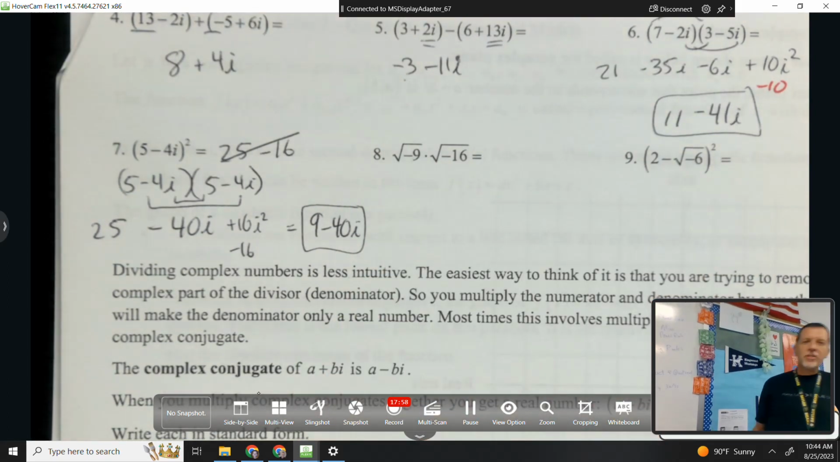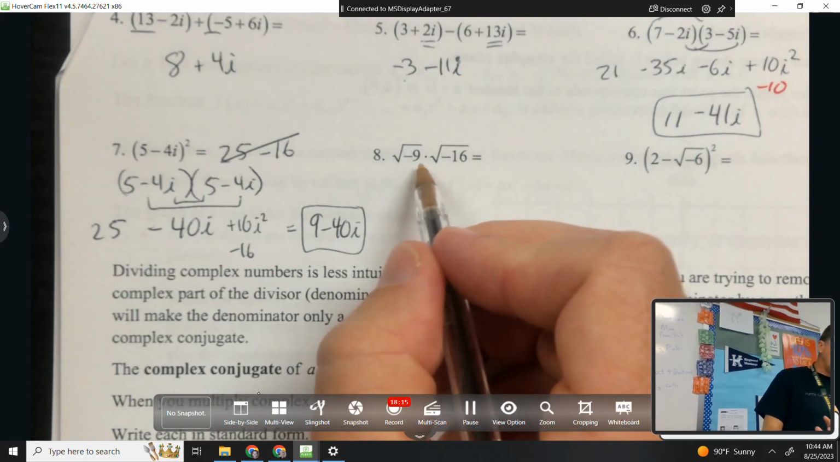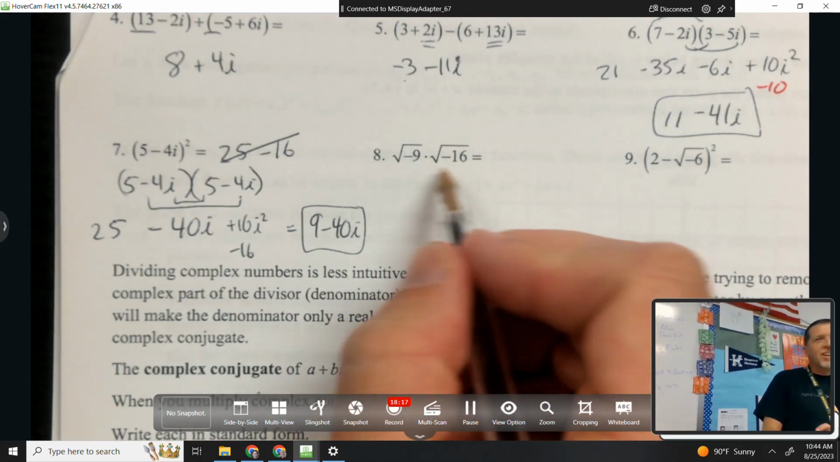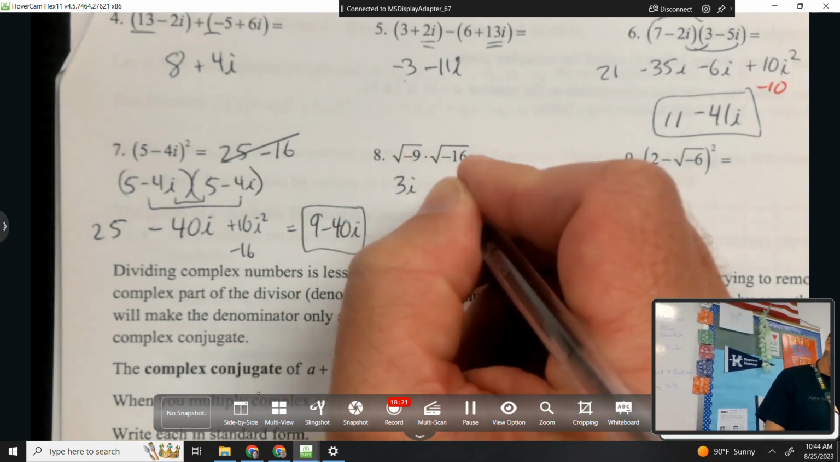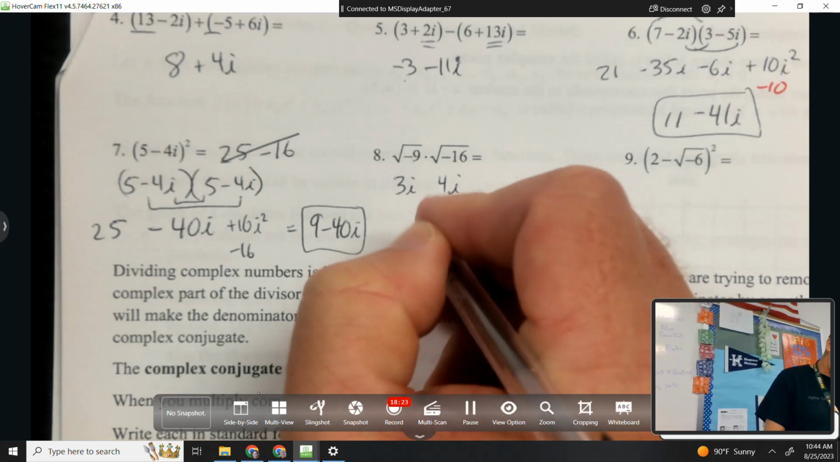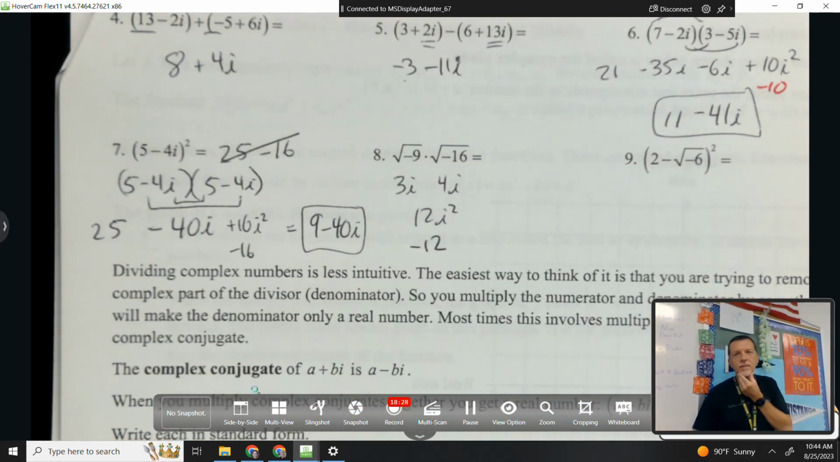So 9 minus 40i. What do you want to do first on number 8? Because if you do number 8 the wrong way, you can get a wrong answer. Let's do the square root things first, because those are exponents. Like, think of order of operations. We say that we can multiply the insides of a square root, but don't do that here. Let's fix them first. So 3i, 4i, 12i squared, negative 12.